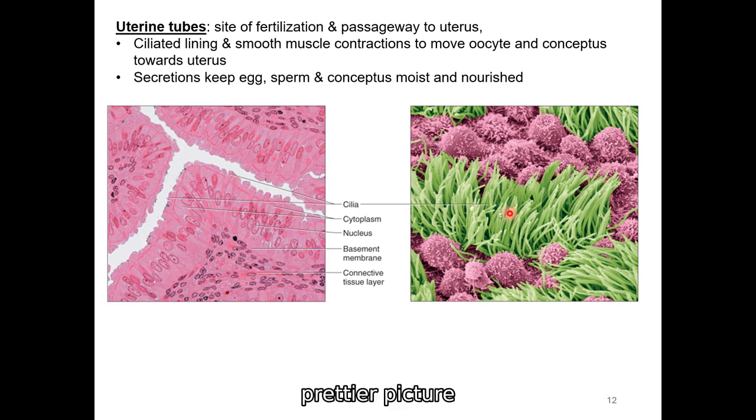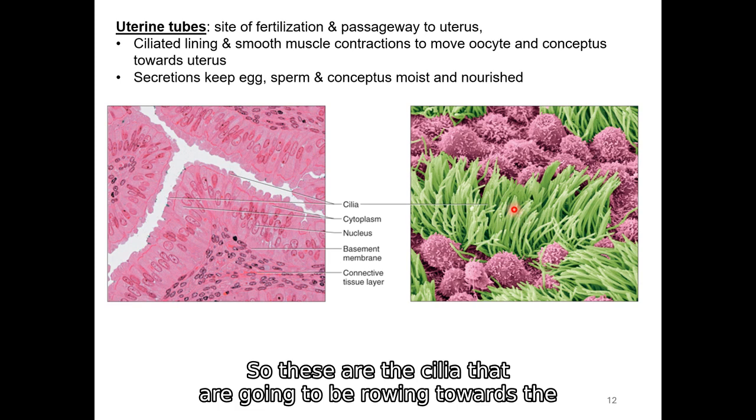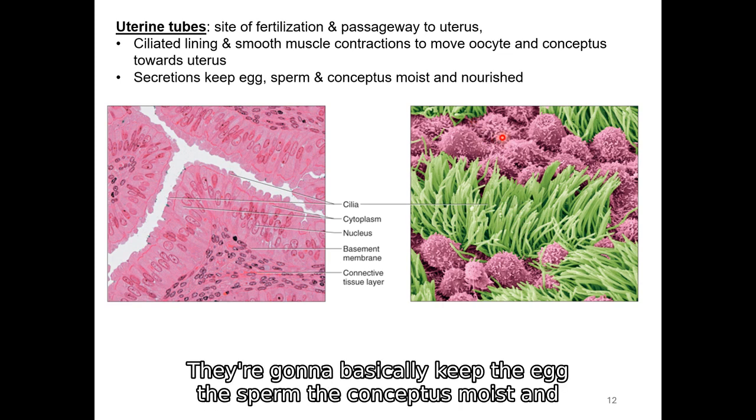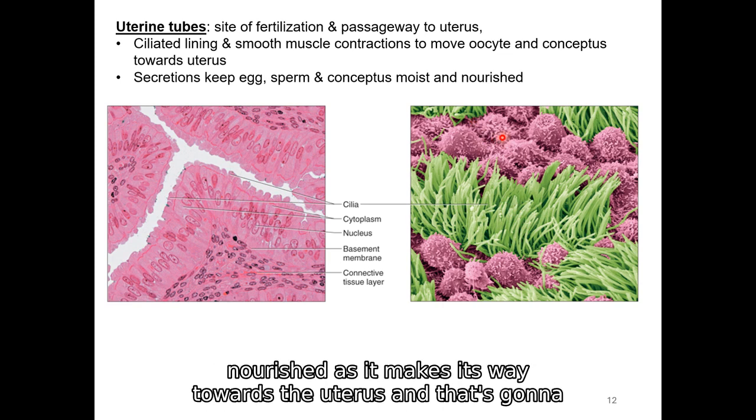So this is a prettier picture. These are the cilia that are going to be rowing towards the uterus. And then you also have these cells that are called PEG cells. They're going to basically keep the egg, the sperm, and the conceptus moist and nourished as it makes its way towards the uterus.